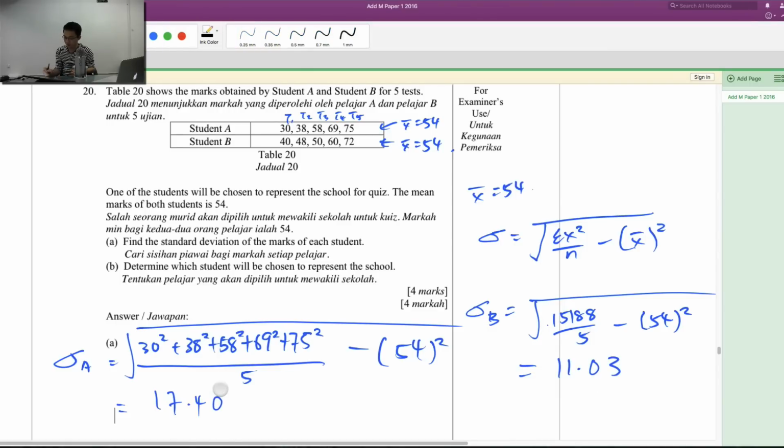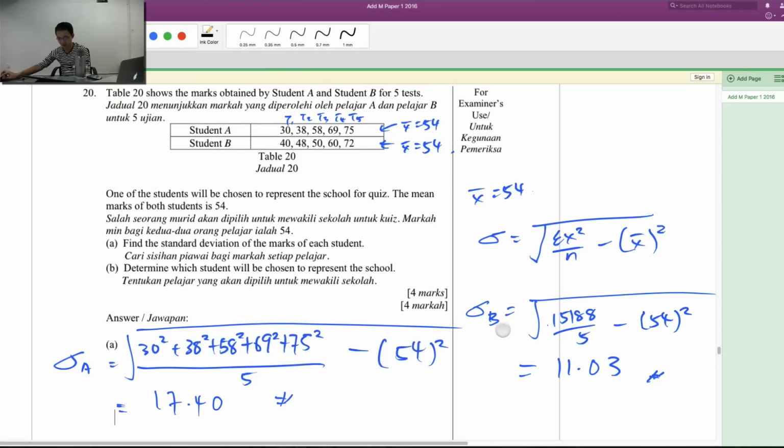0.03. This is 4.0. Okay, so they want to find the standard deviation of marks of each student, student A and student B. Determine which student will be chosen to represent the school. This one is a bit of extra knowledge. If you want to choose a student to join a competition or anything, you want to choose the student who has the lowest standard deviation score.